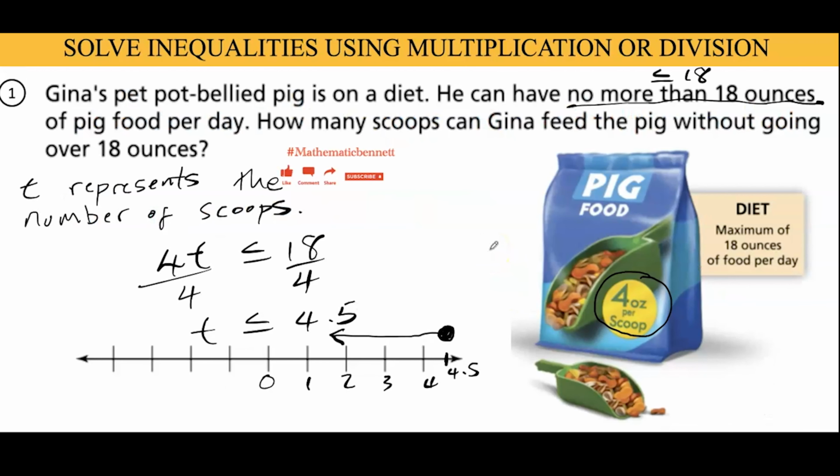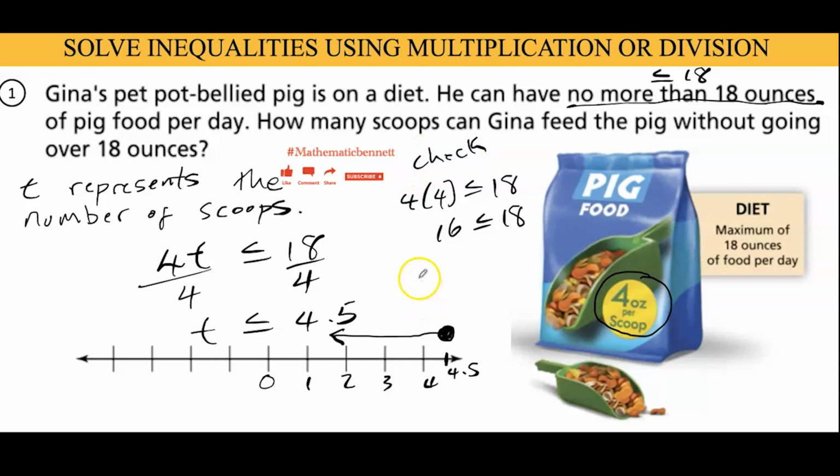Alright, let us go back and check our answer on the first question. They're saying that t must be a value less than or equal to 4.5. Let us check that out. So if I use 4, 4 times 4 must be less than or equal to 18. We know that 16 is less than 18, so we know that's true. Alright, so that's our check right here.